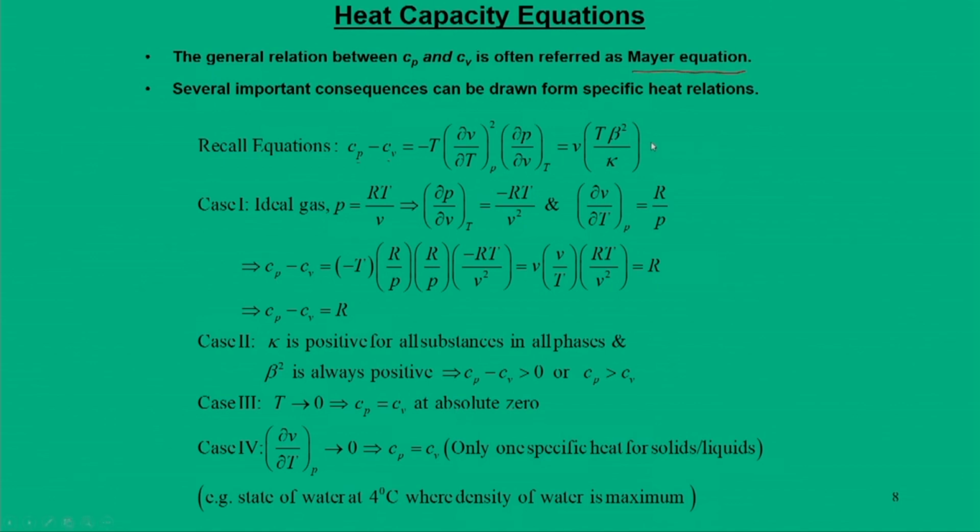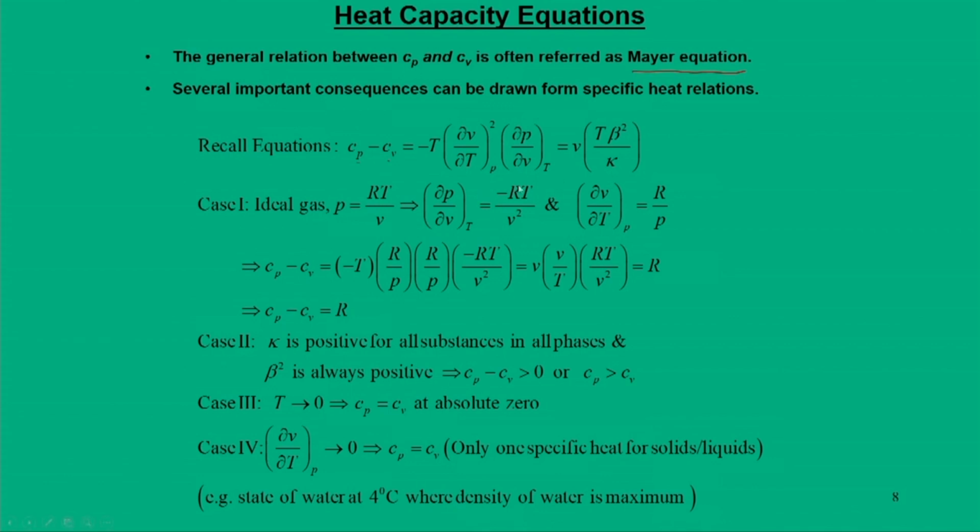Now, what is the significance of Mayer equations? Let us find out the important consequence. First thing, if I say this relation Cp minus Cv is V times T beta square by kappa. Now, this relation is true for all the states of the substance, say solid, liquid and gas phase.